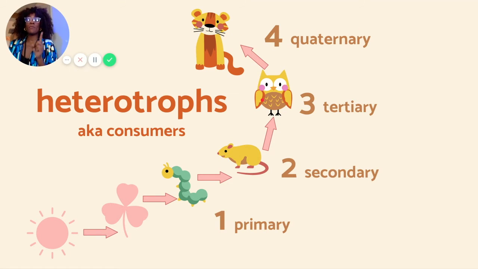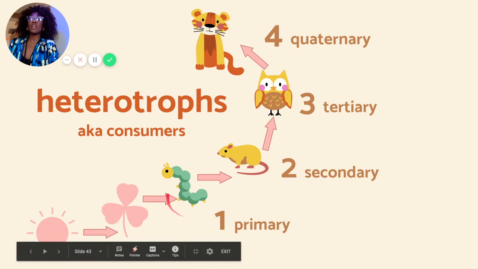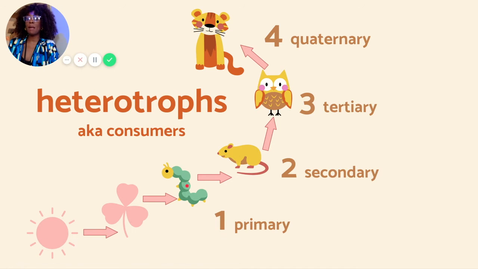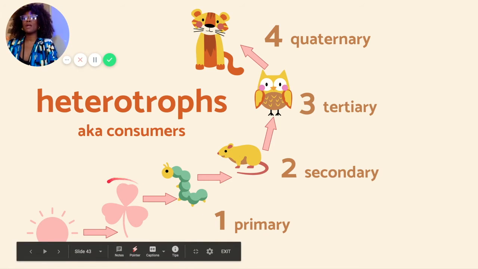One thing that I've noticed that people have been getting wrong on Edpuzzle and on virtual notebooks, guys: you can call this a primary producer. This can be a primary producer. This is a primary consumer. Okay, so make sure that you are labeling primary consumers and primary producers differently.